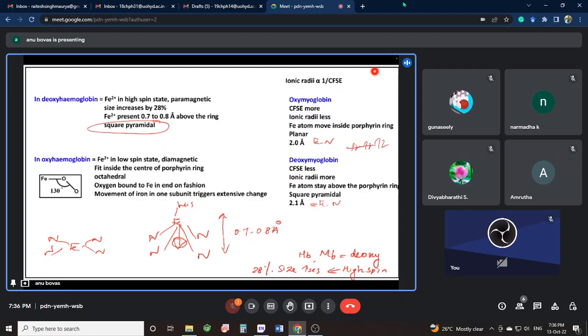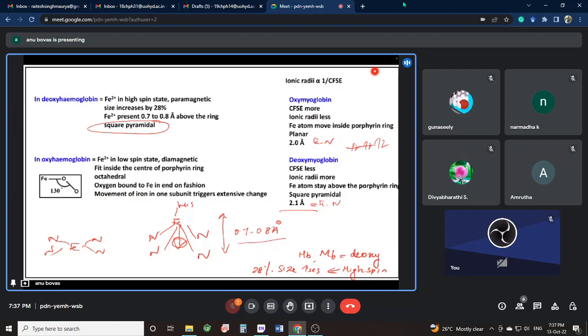If some question is asked, what is cooperativity, what will happen in square pyramidal, why square pyramidal, why planar, these are the things. If a question is asked, what is the iron-nitrogen bond length in the deoxy state? It is 2.1 Angstrom, where the size is more, by 0.7 to 0.8 Angstrom, about 0.75 Angstrom more. Whereas in oxyhemoglobin or myoglobin, the size decreases and the iron fits in the center of the porphyrin ring.